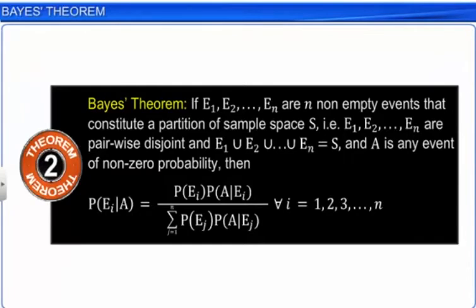Let's now state and prove Bayes' theorem. Bayes' theorem states that if E1, E2 and so on till En are n non-empty events that constitute a partition of sample space S, that is, the events are pairwise disjoint and the union of events is equal to S, and A is any event of non-zero probability, then the probability of Ei given A is equal to the probability of Ei into the probability of A given Ei, whole divided by the summation of the probability of Ej into the probability of A given Ej, for all i equal to 1, 2, 3 and so on till n, and j is running from 1 to n.